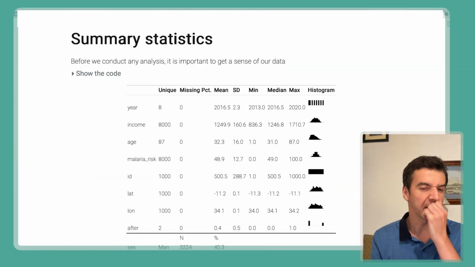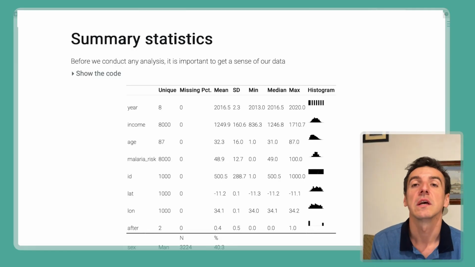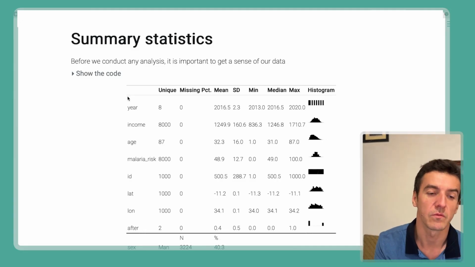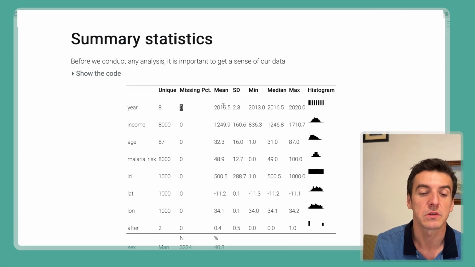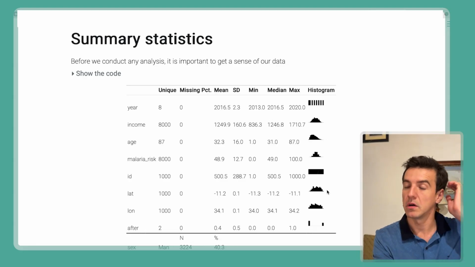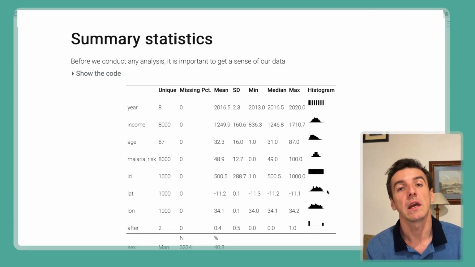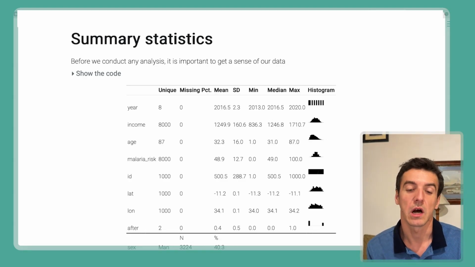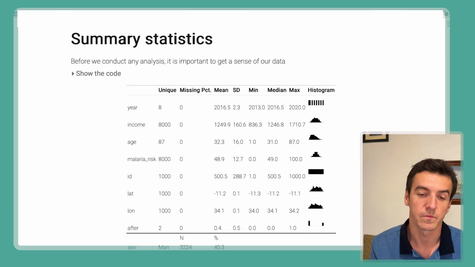Okay, before we conduct any sort of analysis, it is always important to run a summary statistics analysis. So to get a better sense of what types of variables we're dealing with, how many unique observations we have, if we have any missing observations, what is the mean and standard deviation, the min, max, the median, but also it could be important to see if the variables are normally distributed or not, right?